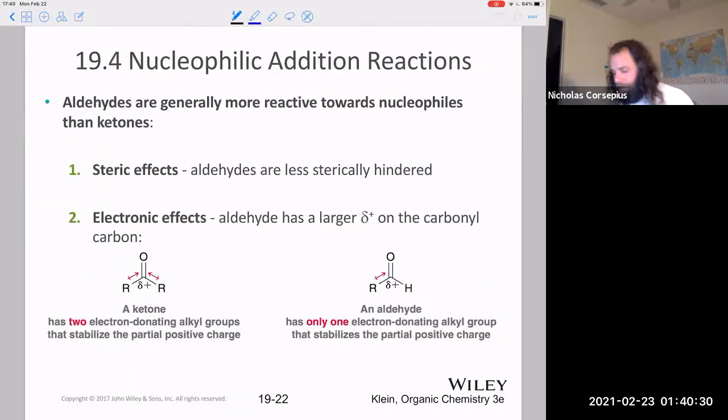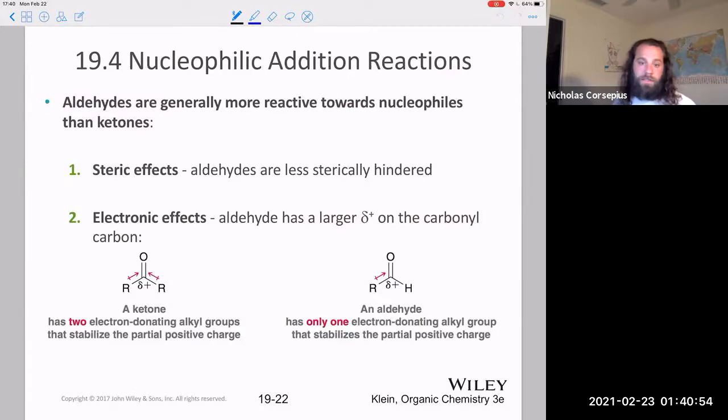Comparing aldehydes and ketones, aldehydes are more reactive than ketones for 2 big reasons. The first one, arguably the more important one, is that aldehydes are less sterically hindered. Hydrogens are way smaller than methyl groups or ethyl groups or any sort of alkyl groups, so that hydrogen is way more accessible.